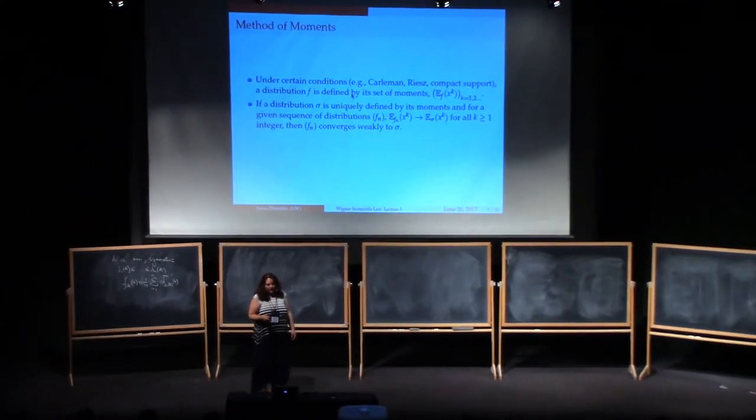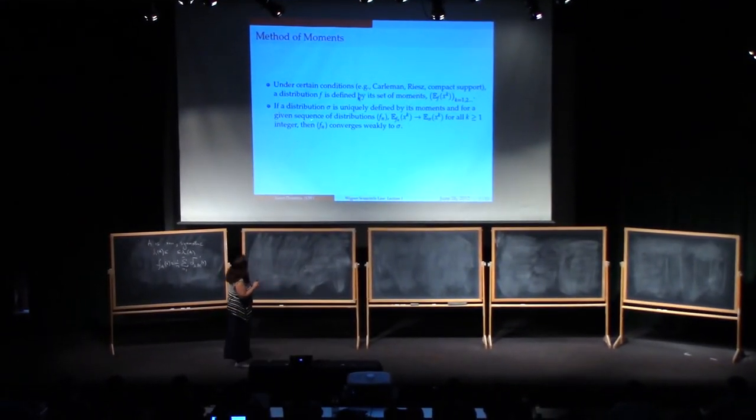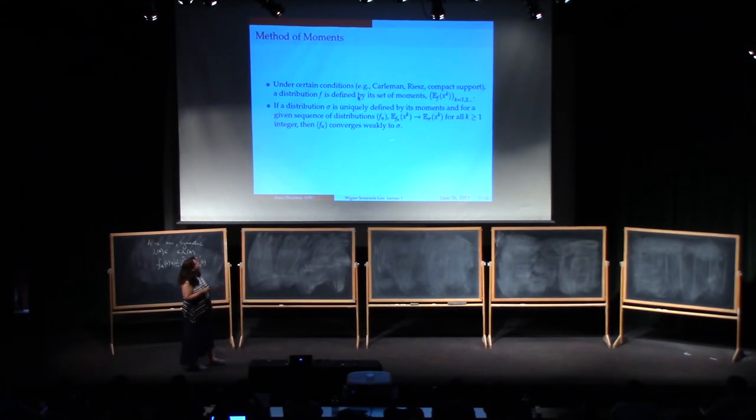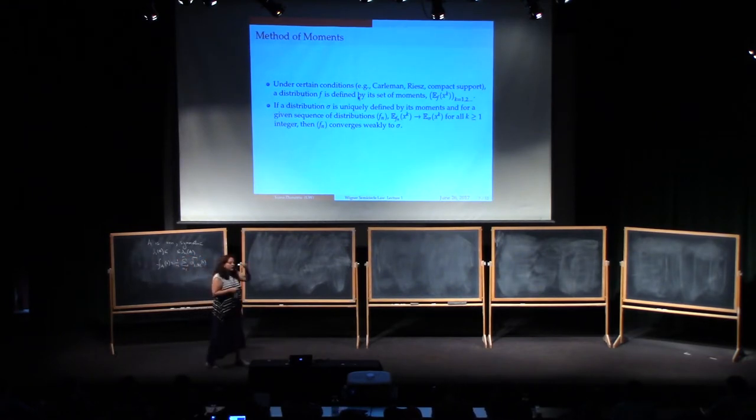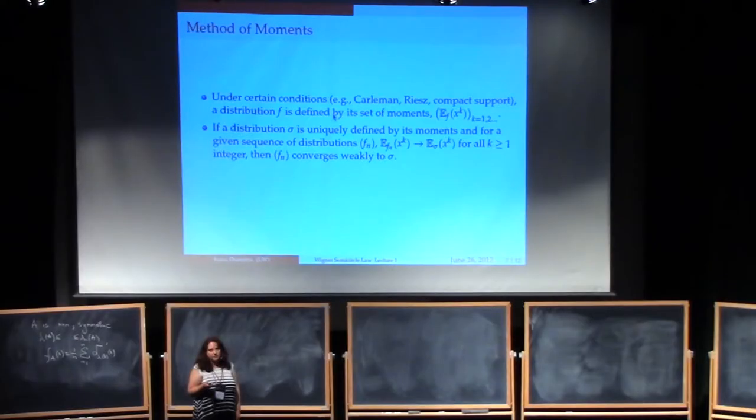Now, the method of moments says the following thing. If a distribution sigma is uniquely defined by its moments, and if you have a sequence of distributions Fn that have the property that for each k, the kth moment of Fn converges to the kth moment of sigma, then Fn converges weakly in probability to sigma. Okay? This is something that again you'll be discussing more in depth in the problem session, but we're going to rely on this fact today.